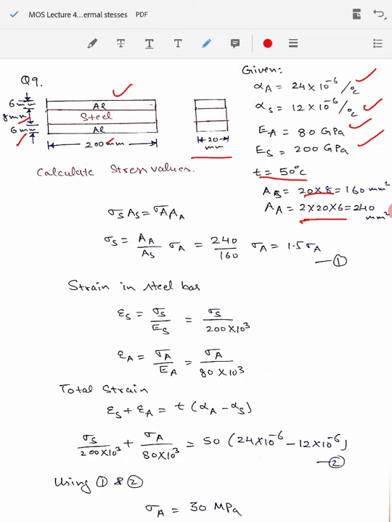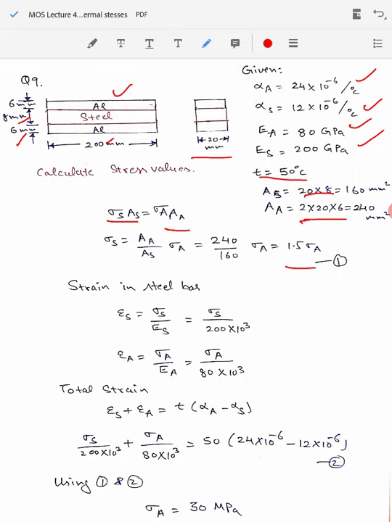Now because of this change in temperature, there will be stresses being produced, and the compressive load that is being produced will be equal to the tensile load. So that's why sigma S A S will be equal to sigma A A A, and we substitute the values of area here and calculate the relation between sigma S and sigma A from equation 1.